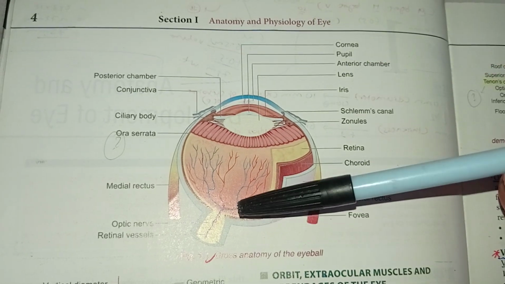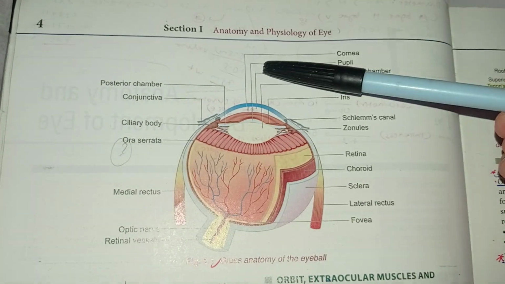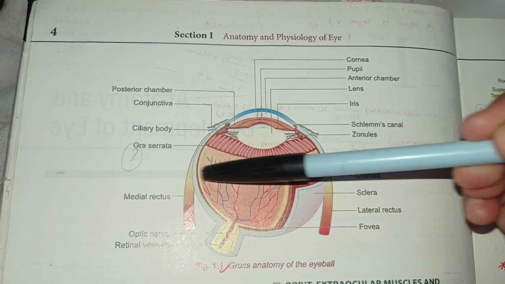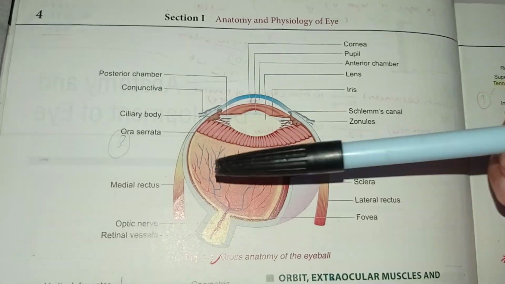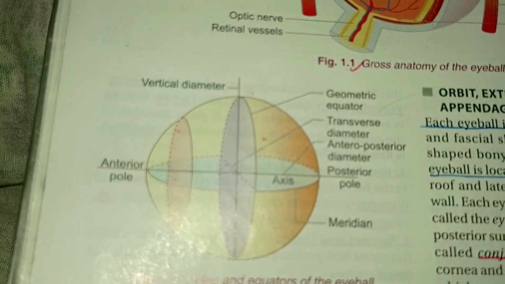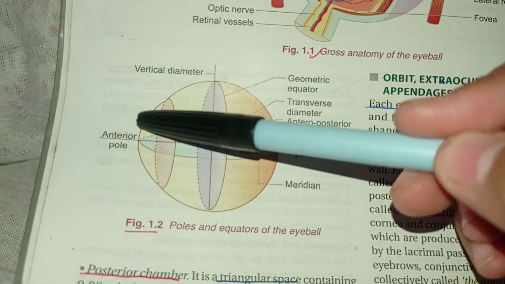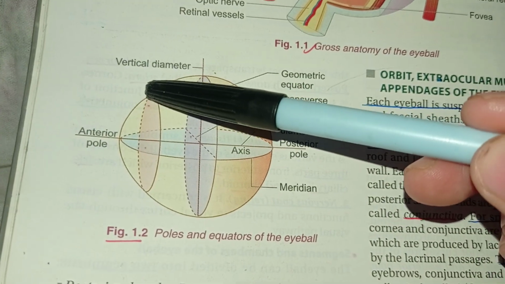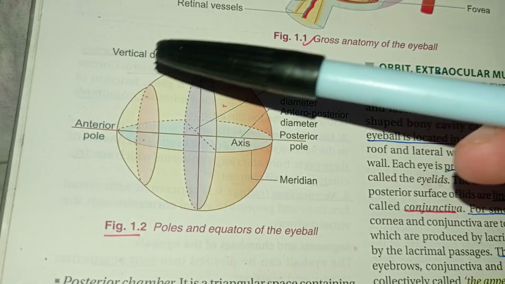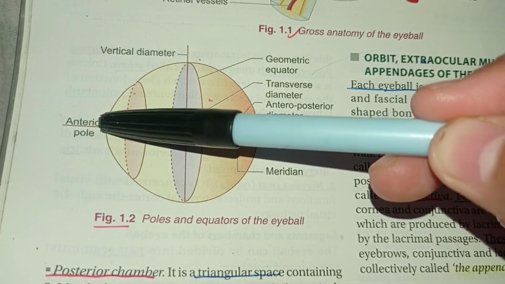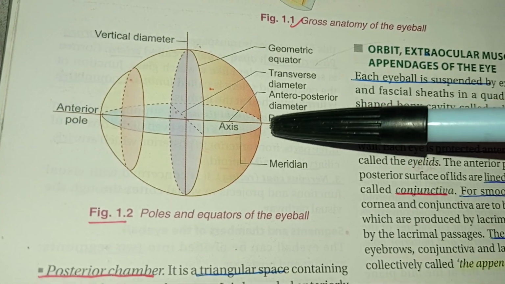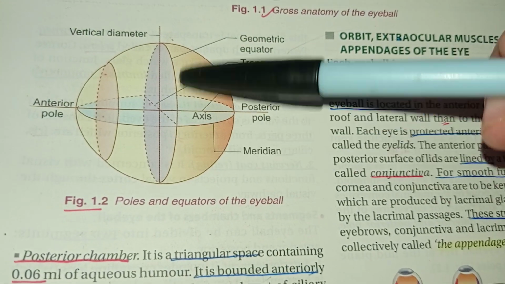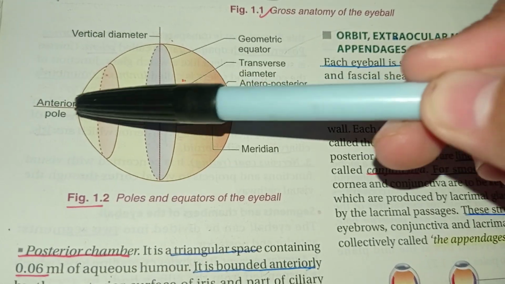The anterior and the posterior poles are the central points of maximum convexity in the anterior curvature and the posterior curvature. Okay, so here we can see in this picture, this is the anterior pole, and this is the posterior pole. And the equator is the midline between the two poles.